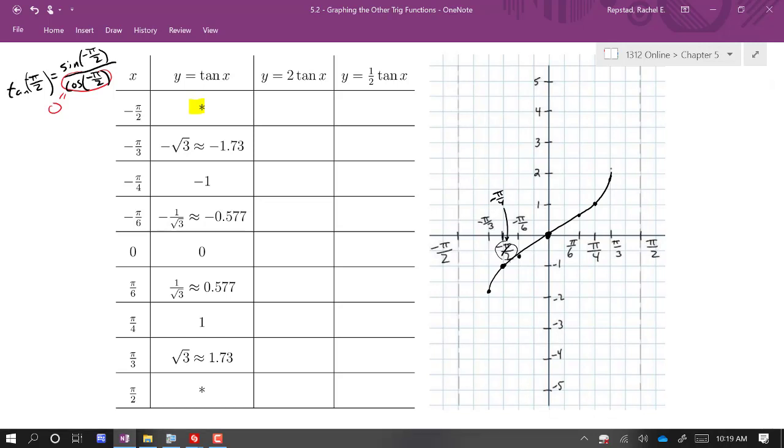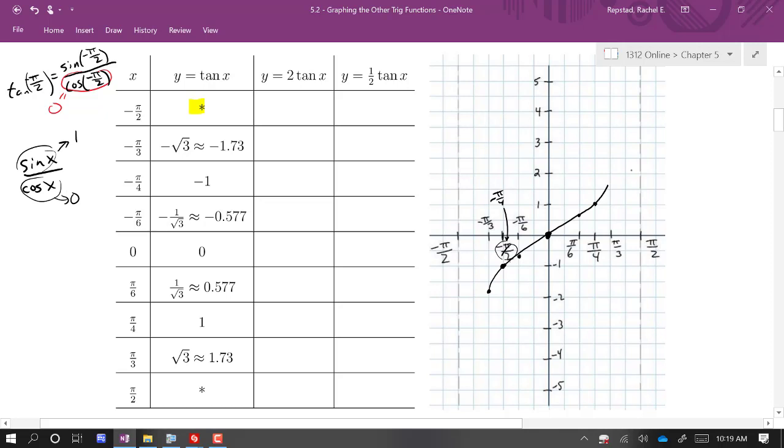What happens between negative pi over 3 and negative pi over 2, or between pi over 3 and pi over 2? As x gets closer to pi over 2, cosine x gets closer and closer to 0, whereas sine x is just getting closer and closer to 1. So I'm taking values that are kind of leveling off at 1 in the numerator and dividing it by tiny, tiny numbers. And as you get closer and closer to division by 0, it makes your numbers blow up.